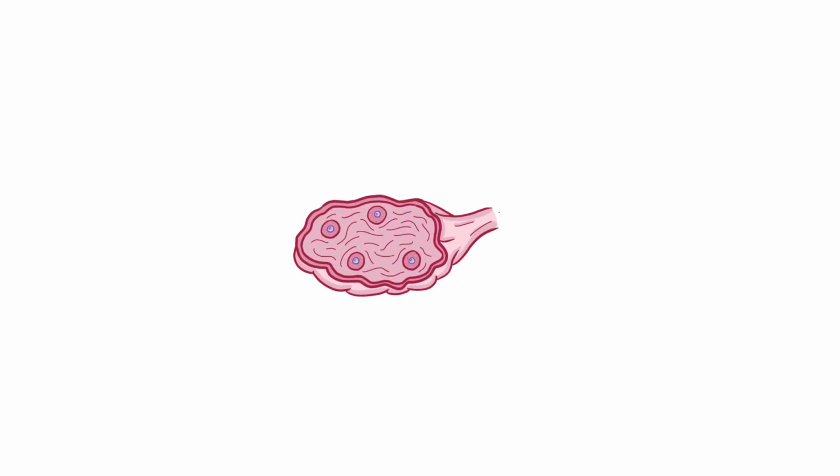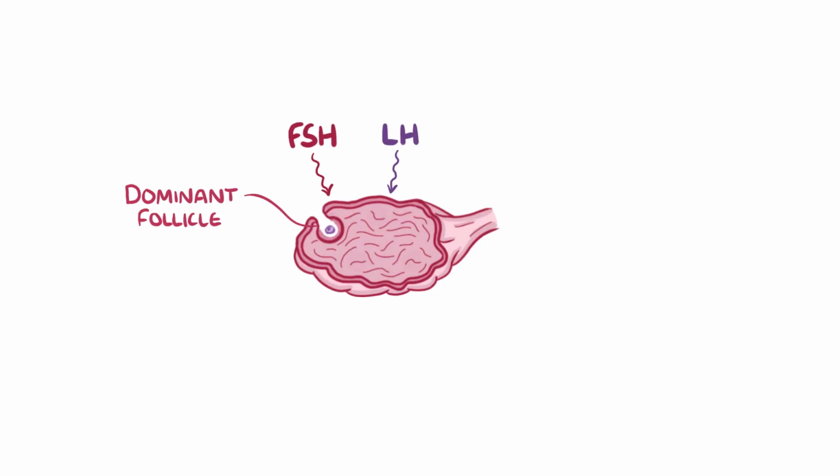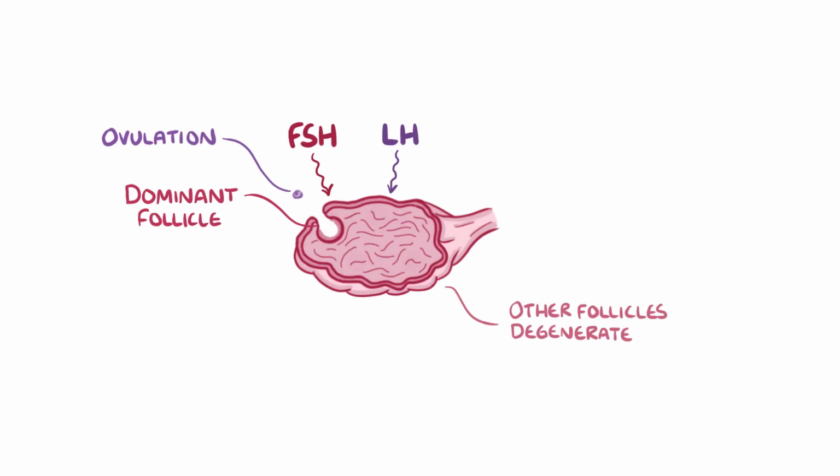So, during each menstrual cycle, a couple of follicles are stimulated by FSH and LH, until one of them, the victor, emerges as the dominant follicle, and ruptures at ovulation. And the rest of them, well, is pretty bleak really, they just degenerate off and die.